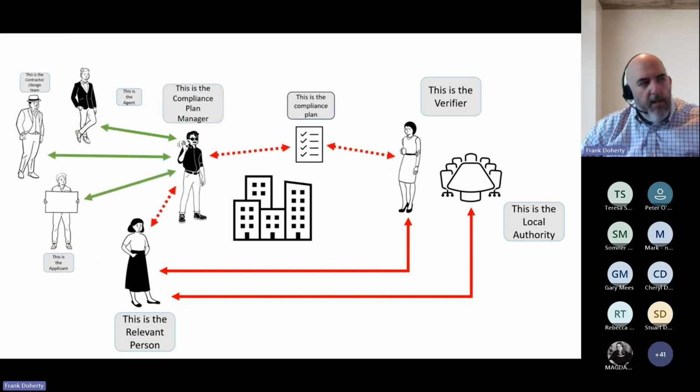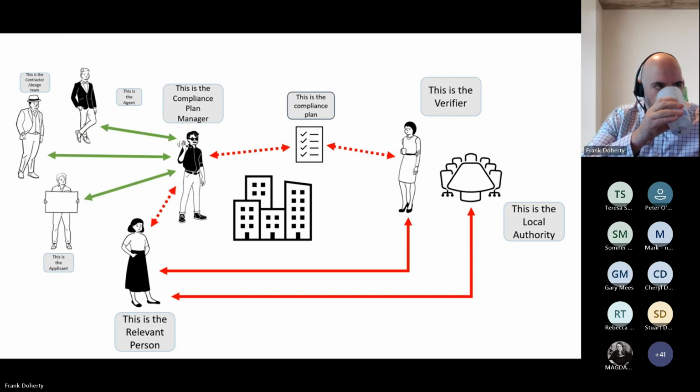So the relevant person needs a compliance plan manager to help them manage that compliance plan. That is that agreement in the middle of how we're going to monitor and what is going to be provided to the local authority and what is going to be provided to the relevant person in terms of compliance evidence. And that compliance plan manager is envisaged to be the person that fronts up for the relevant person, both with his design team and contractor and whatnot, and also with the local authority verifier.